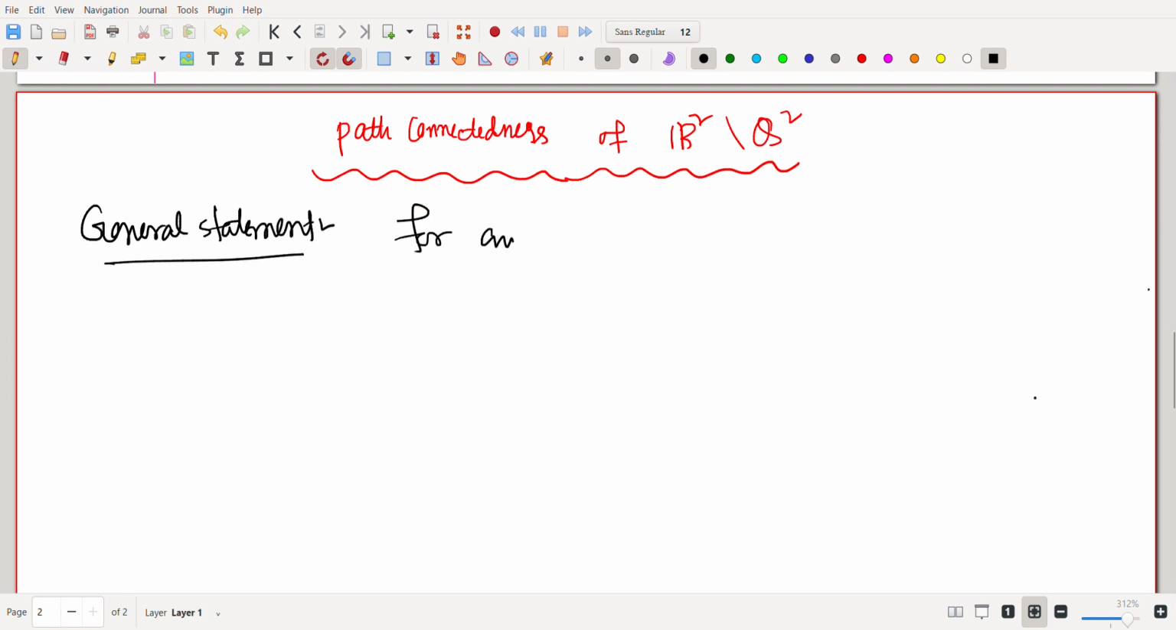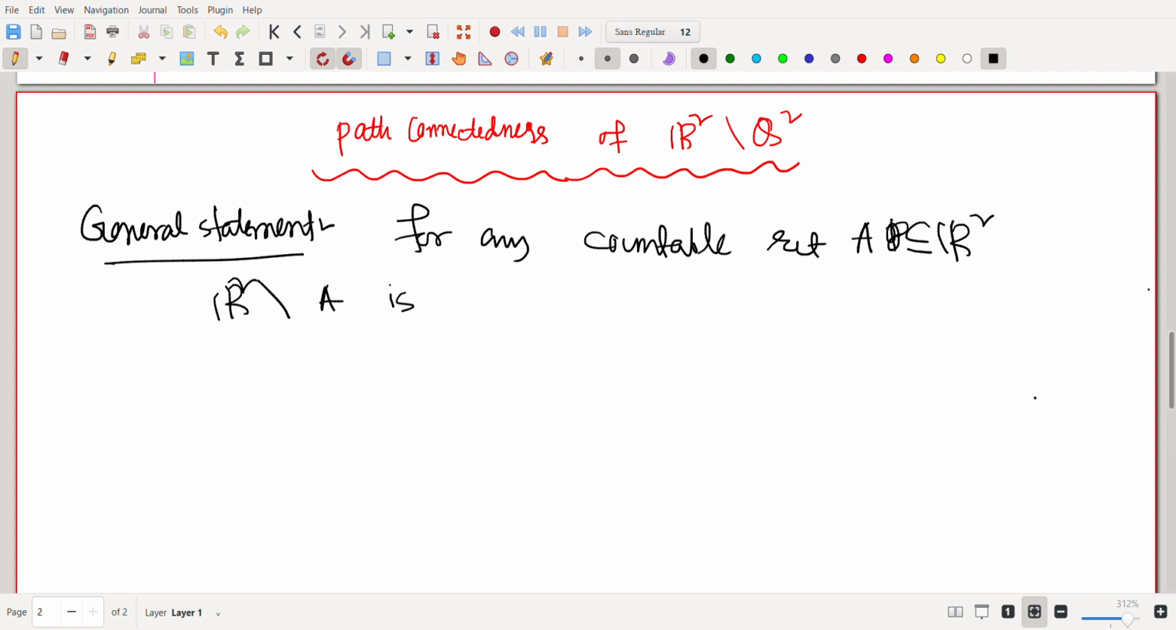for any countable set A, R2 minus A is path connected. We will solve this problem completely by geometric intuition. So how do we solve it?